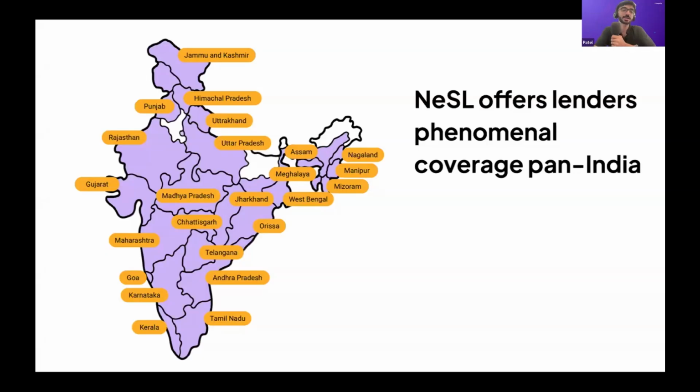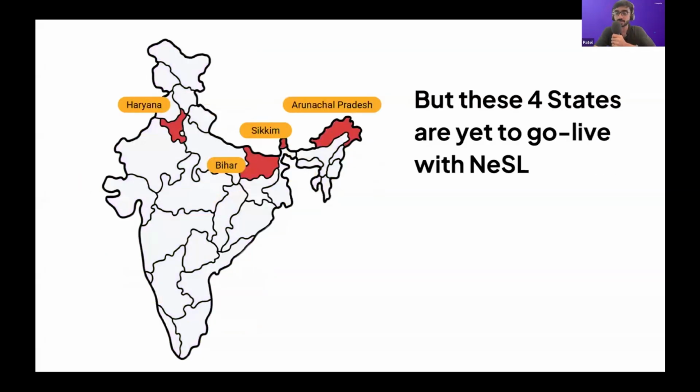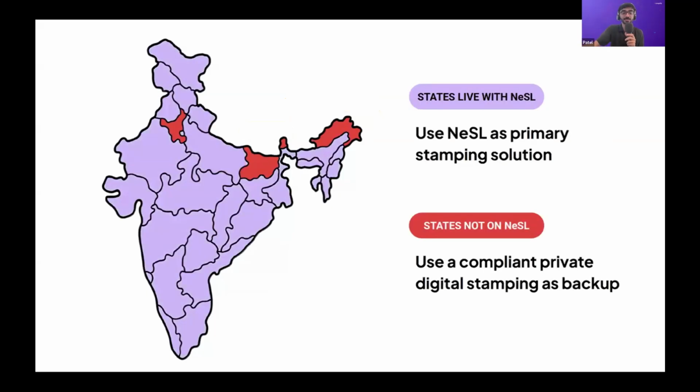However, NeSL is still working on adding certain states, right? And we are confident this is going to happen in the near future, as it has happened with previous states. But many lenders, when we actually approach them for a NeSL implementation, say that I am a pan-India organization. I operate in these 4 states also. So I want to wait for NeSL to cover these 4 states before doing my implementation, right? I'll devote tech resources to this only when I can do pan-India live. And as a result, what they do is they say no, they stick with physical stamping and postpone their NeSL implementation. It doesn't have to be this way, right?